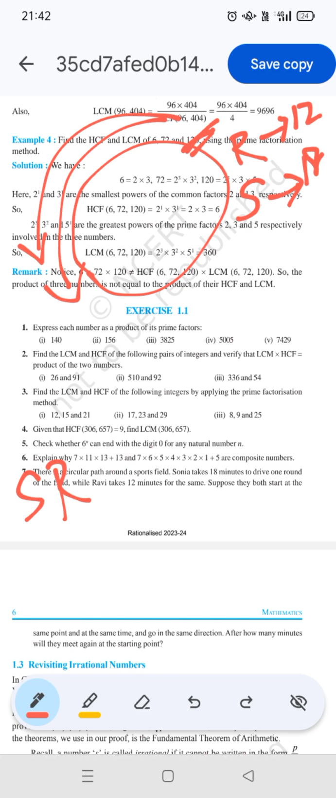The given data is Sonia takes 18 minutes and Ravi takes 12 minutes to complete one round, right? So, indirectly, they have asked for the least common multiple, that is LCM, of both the minutes taken. So, let us find out the least common multiple. We are going to take the LCM of 18 and 12.